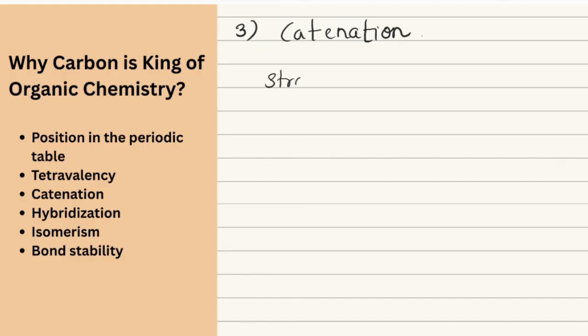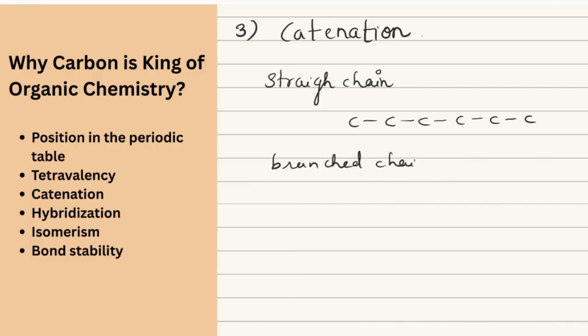Long chains or straight chain of molecules can be observed in biomolecules like fatty acids, where you see the carbons are linked in a straight chain like this. We have branch chains where different carbon chains are linked together or where there is a branching like this, right? This can be observed in protein molecules.